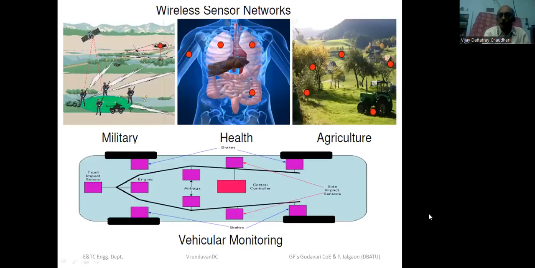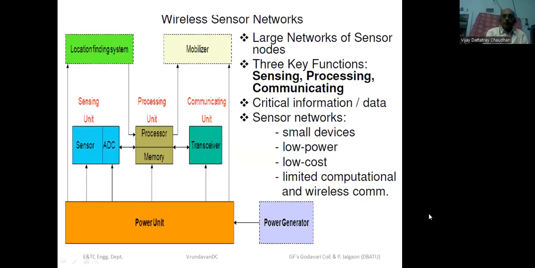Similarly, military, health, agriculture, and vehicular monitoring all use wireless sensor networks to monitor the situation at that particular place. You can see here three key functions in the wireless sensor network: sensing, processing, and communicating. What are the advantages of these wireless sensor networks? Small devices, low power, low cost, limited computational capability, and wireless communication. These are the advantages of using WSN.